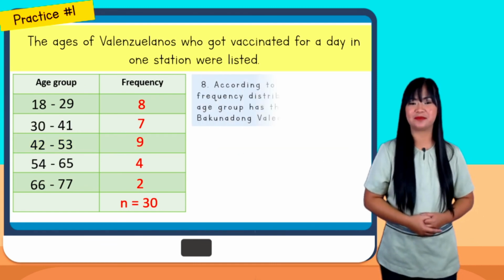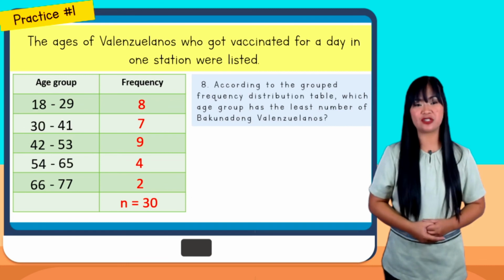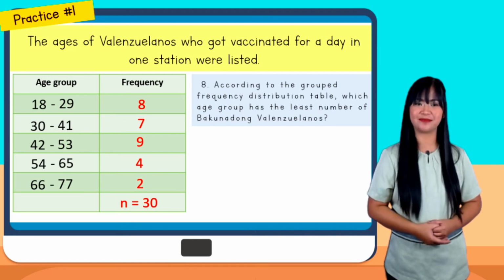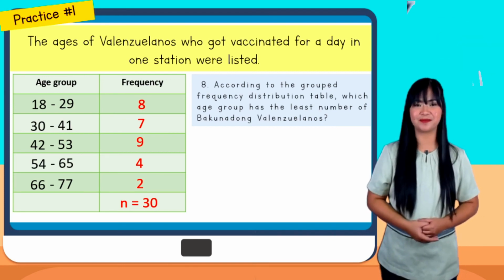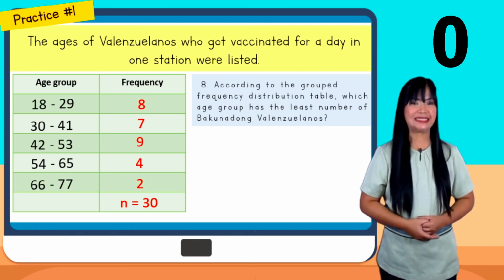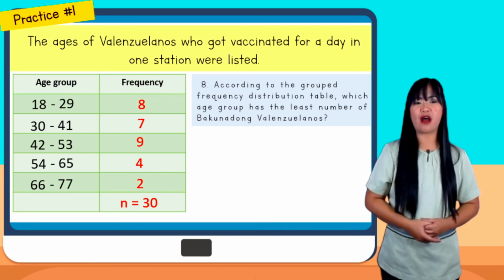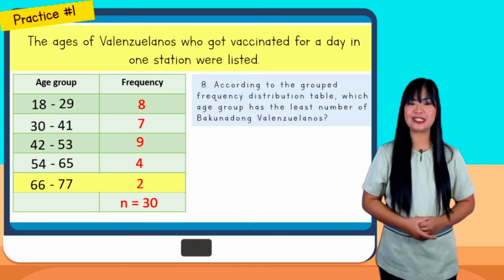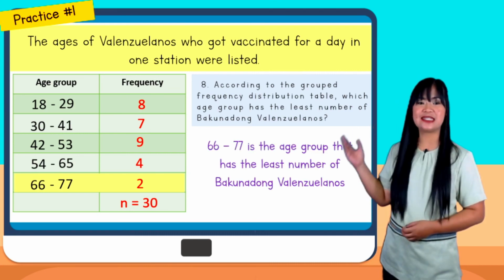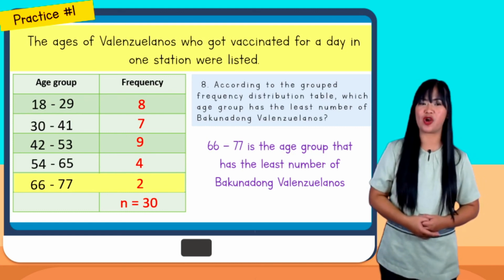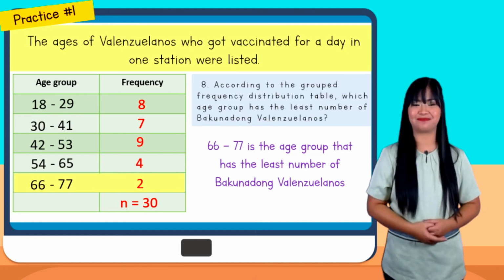Question number 8. According to the group frequency distribution table, which age group has the least number of bakunadong Valenzuelanos? 5 seconds. Time's up. Now, we are finding the least. So, look for the group with the lowest frequency. Therefore, 66 to 77 is the age group that has the least number of bakunadong Valenzuelanos.